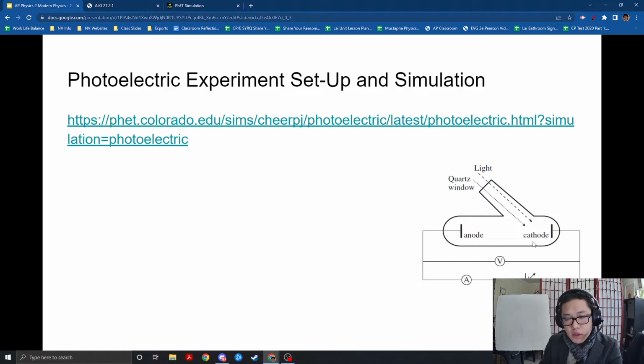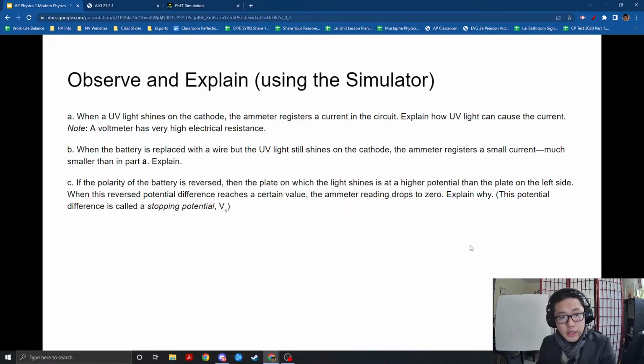All right, it's usually known as the side that's connected to the negative terminal of an EMF source, but as you saw, we could actually flip our battery source to find the stopping potential. But all you have to know, therefore, is the cathode is the side that the light is shining on. The anode is the side that the electrons were hitting. All right, so when UV light shines on a cathode, how could UV light actually cause a current?